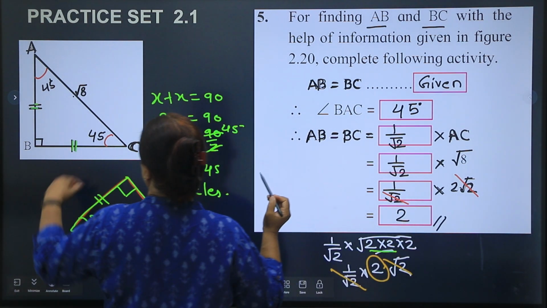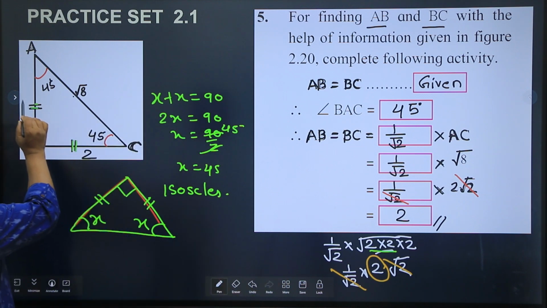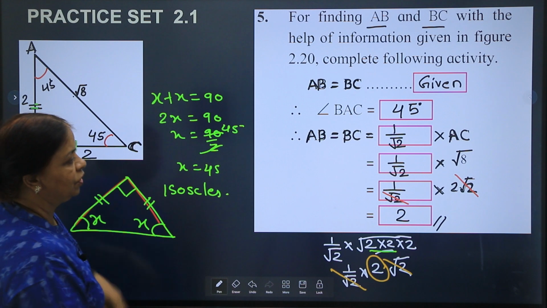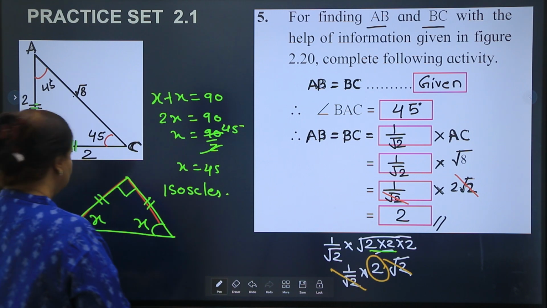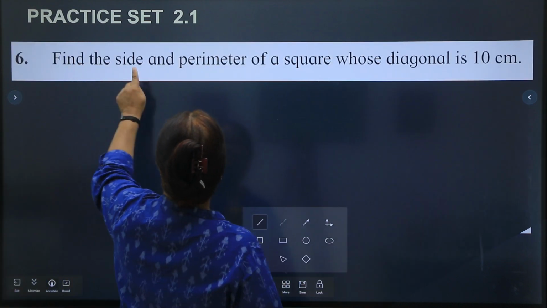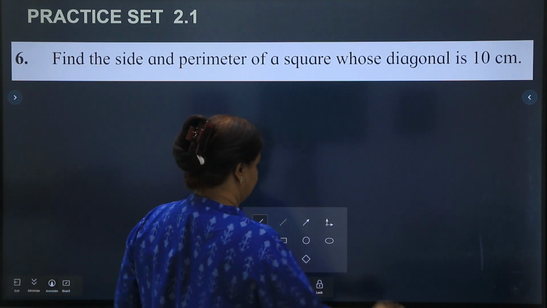So AB is equal to BC, which will be equal to 2. Both will be 2. You can pause the video, children, and you can solve the sum. Let's move to the next question, children. Find the side and the perimeter of a square whose diagonal is 10.